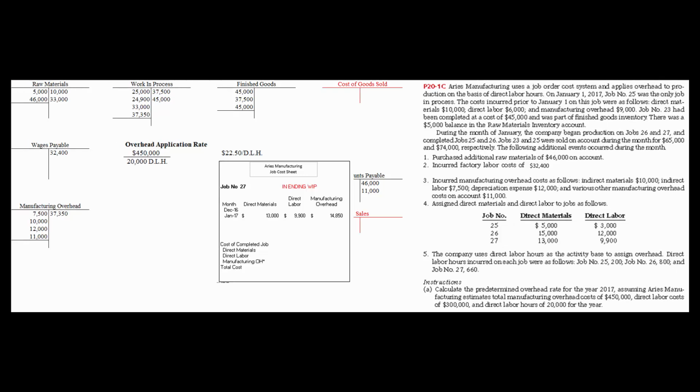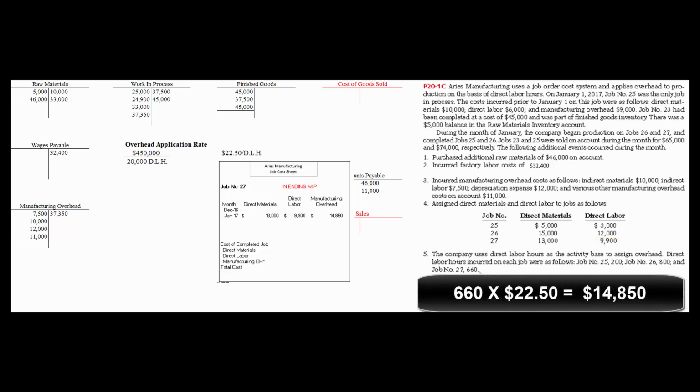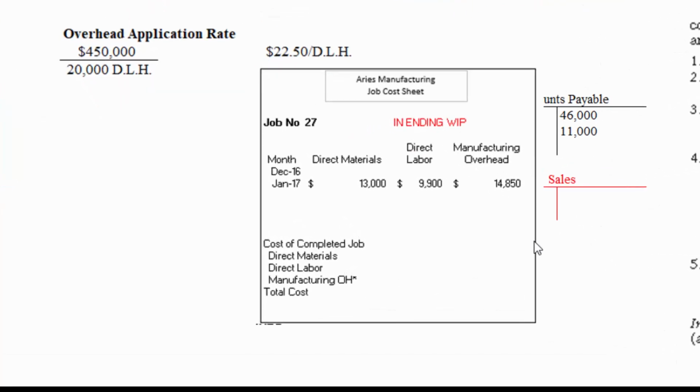And what about job number 27? Well, during the month of January, we used $13,000 of direct materials, $9,900 of direct labor. Since the total direct labor hours on that job were 660 during January, 660 times $22.50 means we applied overhead of $14,850. We can't total that job because it isn't done yet. It's an ending work in process.